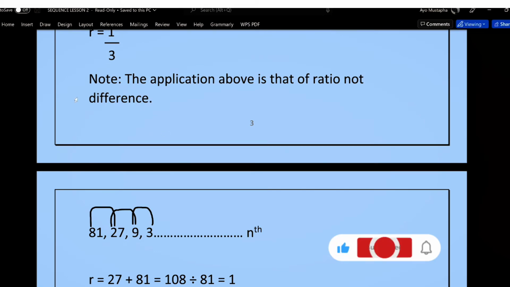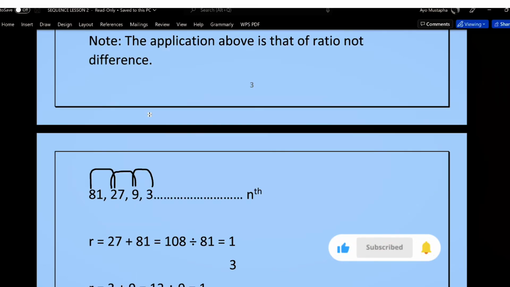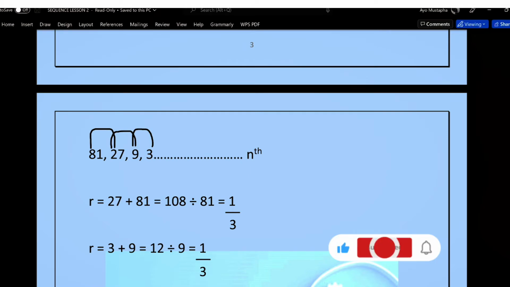But I think it's a typographical error. Let's just ignore that. So we have the sequence here. To get our R, we bring 27 to the front, then we take backward 28, 81. So we have 27 plus 81 equals 108, divided by 81.